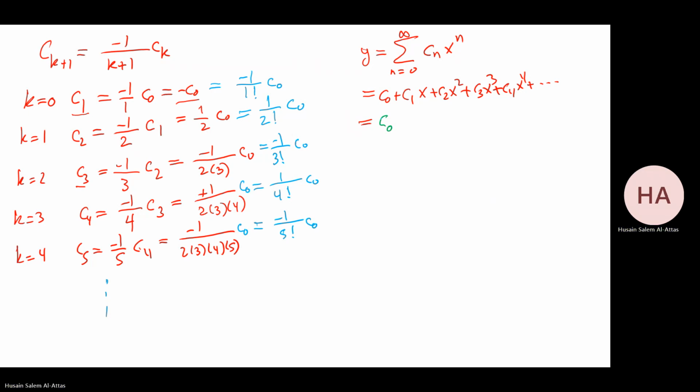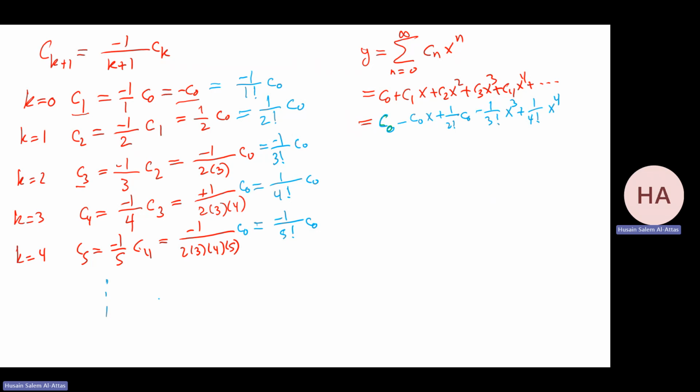Now plug it here. You see what? C0 minus C0x plus 1 over 2 factorial C0 x squared. Am I right? And then I have minus 1 over 3 factorial x cubed plus 1 over 4 factorial x to the power 4.